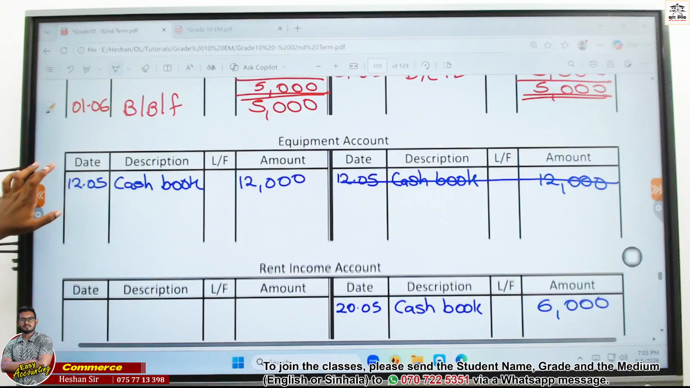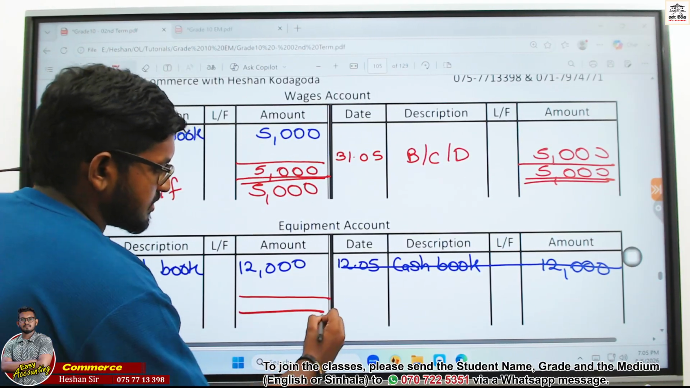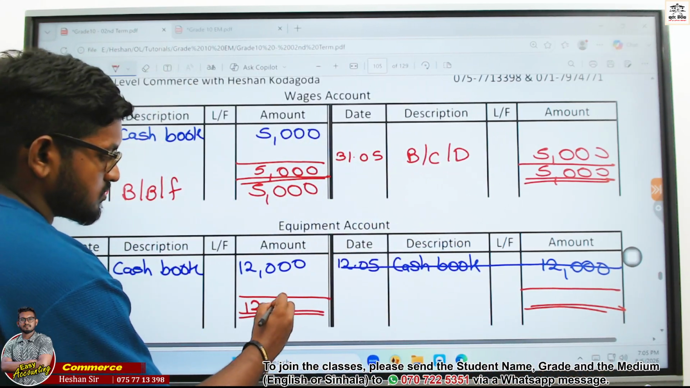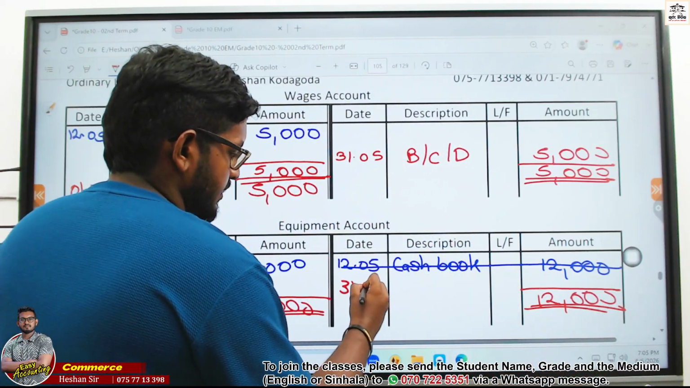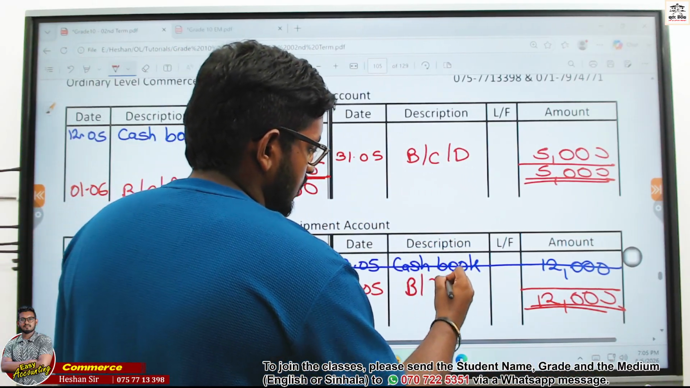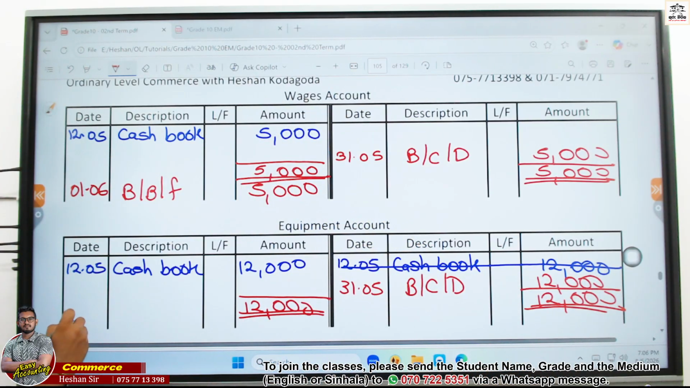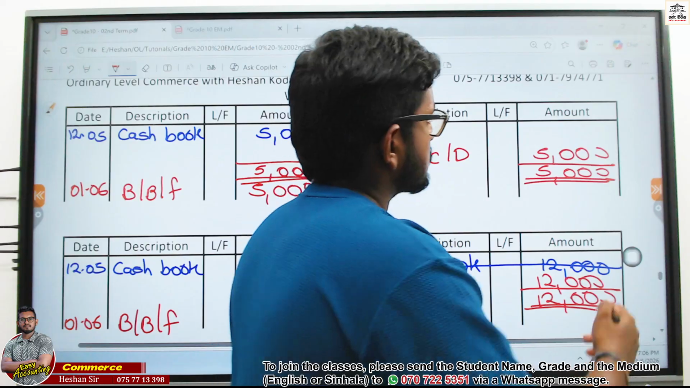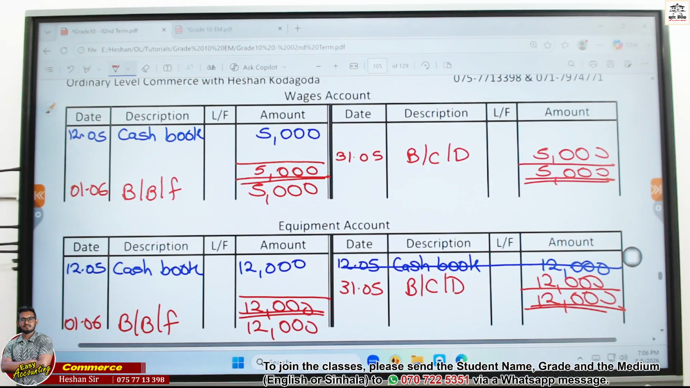So you can see the equipment account. The higher value side is only 12,000. 31st of May, balance carried down. 1st of June, balance brought forward 12,000. Right? 12,000.